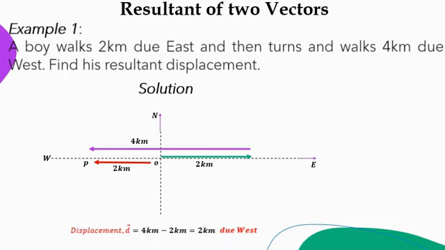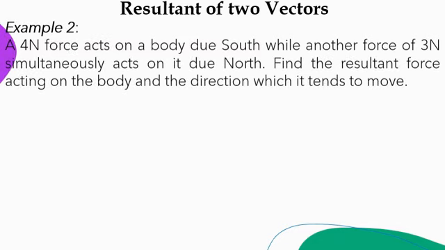Okay, I hope that this has given us a simple idea of how to find the resultant of two vectors. Now we're using displacement here as example. We could also use forces. Example 2, a 4 Newton force acts on a body due south, while another force of 3 Newtons simultaneously acts on it due north. Find the resultant force acting on the body and the direction in which it will tend to move.